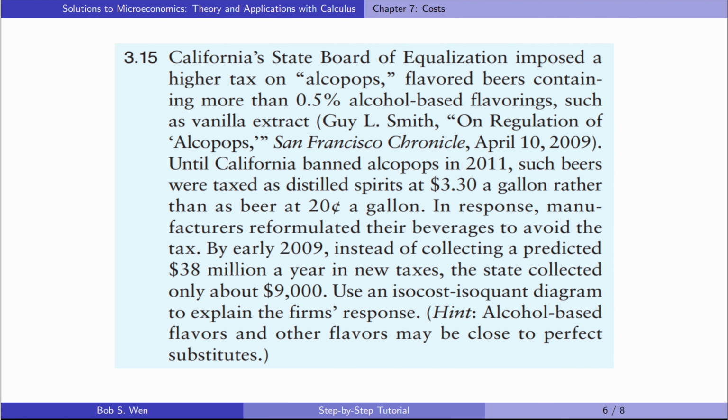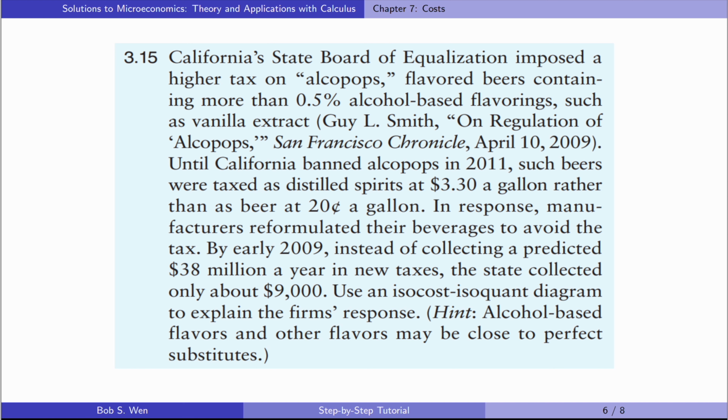Let's go to exercise 3.15. California State Board of Equalization imposed a higher tax on alcopops, flavored beers containing more than 0.5% alcohol-based flavorings, such as vanilla extract, until California banned alcopops in 2011. Such beers were taxed as distilled spirits at $3.30 a gallon rather than as beer at 20 cents a gallon. In response, manufacturers reformulated their beverages to avoid the tax.